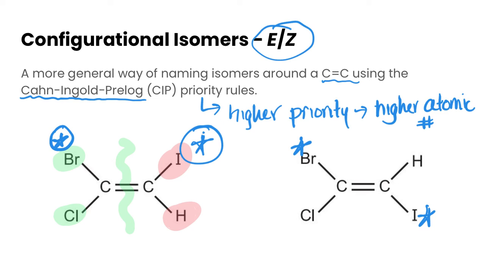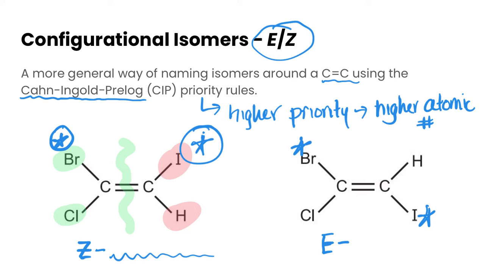And so Z is the one that's going to indicate that the two groups with the highest priority are on the same side. So this is going to be a Z, and then its name would follow after that. I'm not going to name it because this is not about naming. This is just about finding these different isomers. For the one that's on different sides, it's going to be the E isomer.